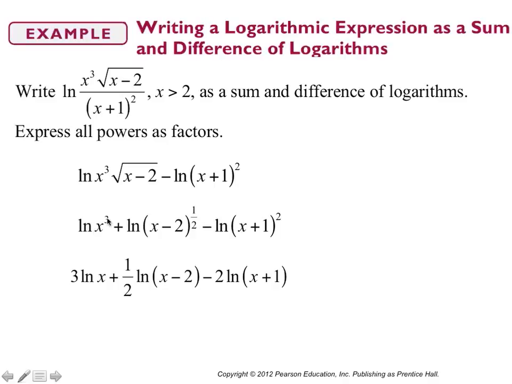So we have ln of x cubed, so that becomes 3 ln of x. Then we had this part where we had the 1/2 as our power, so we stick our 1/2 out front. And this last part we had 2 as our power, so we stick that out front. So we're left with 3 ln of x plus 1/2 ln of x minus 2 ln of x plus 1.